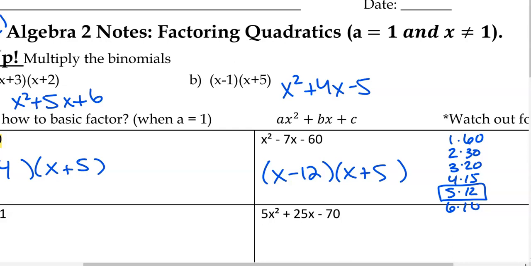All right, here, my last number was negative 60. So I know that my signs had to be two opposite signs. Only way to get negative is with a positive and a negative. All right, you good? Okay.